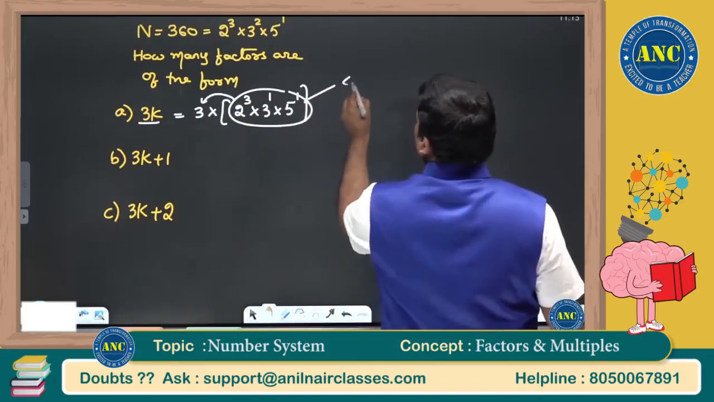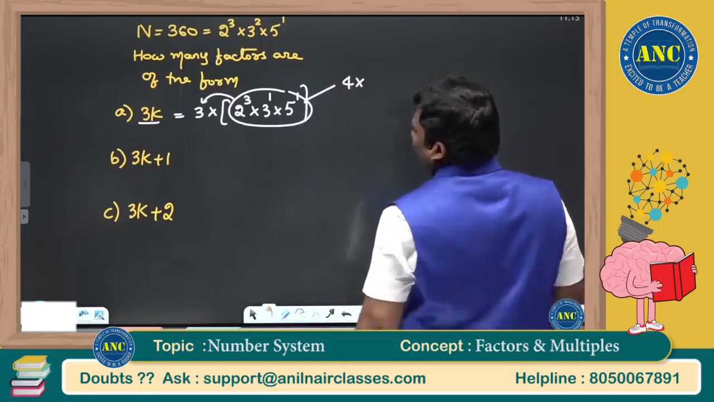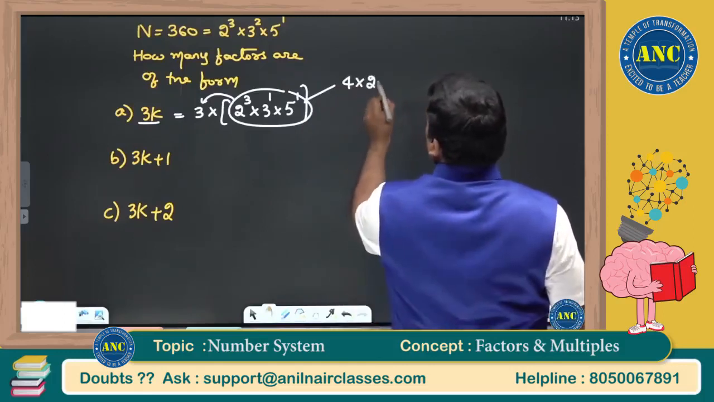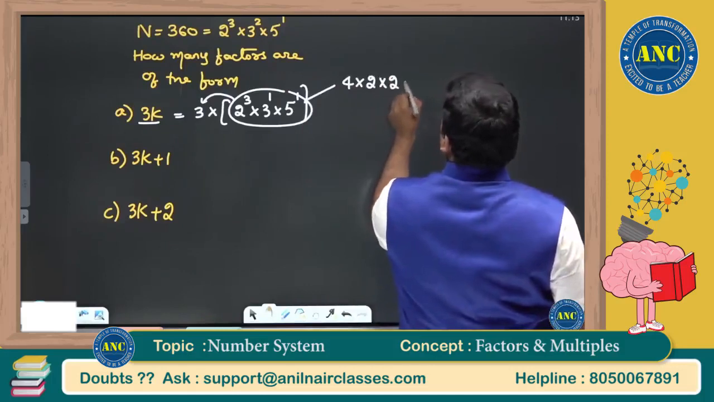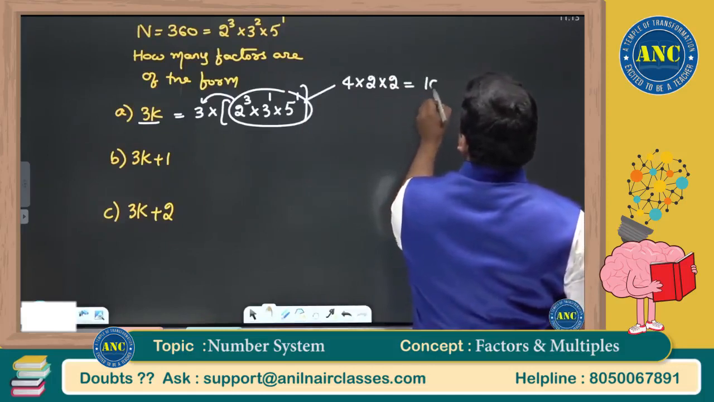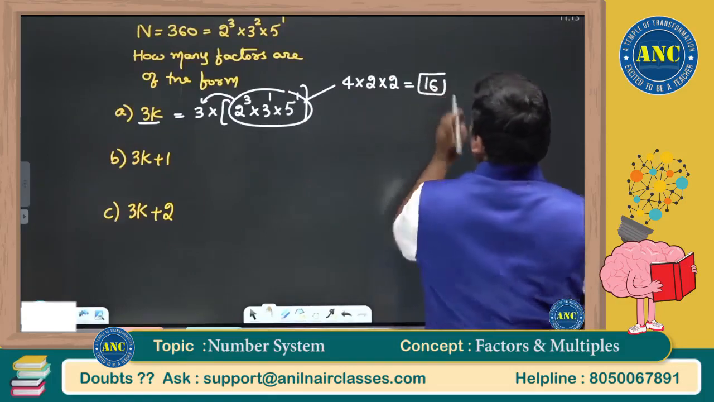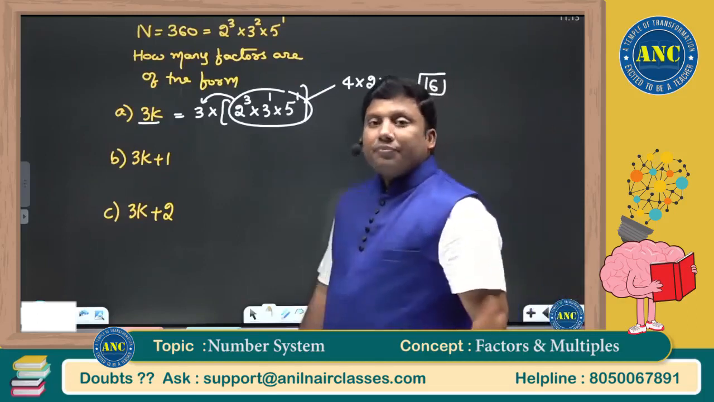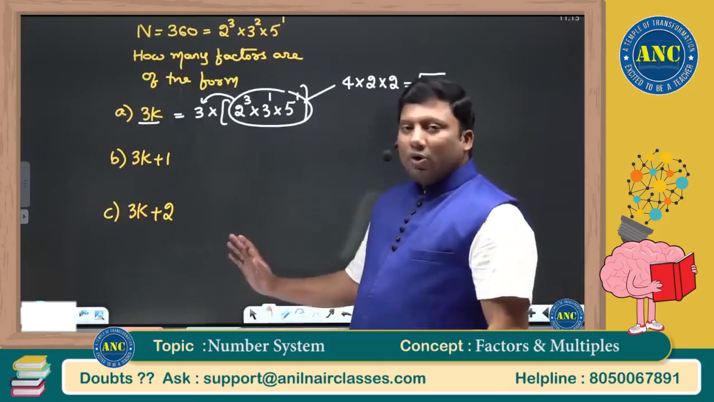How many factors are there? 0 to 3, that is 4. 0 to 1, that is 2. 0 to 1, that is 2. 4 into 2 into 2, total 16 factors are there which are multiples of 3. I hope it is clear.